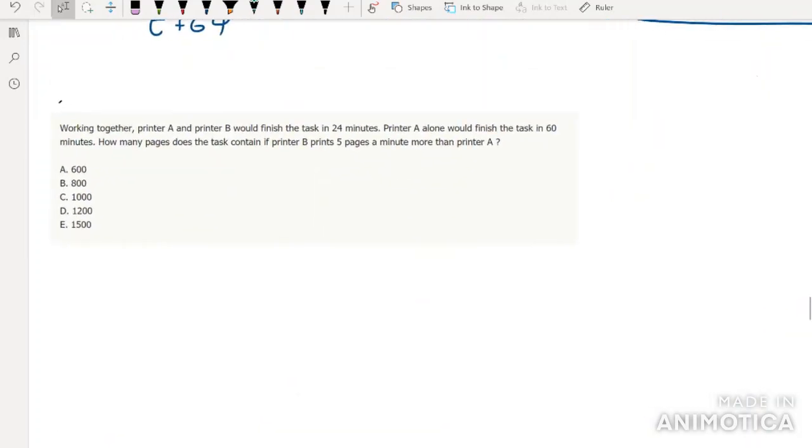Okay, working together, printer A and B would finish the task in 24 minutes. A plus B equals 1 over 24. Printer A alone would finish the task in 60 minutes. Finally, we get one where we actually know some numbers.